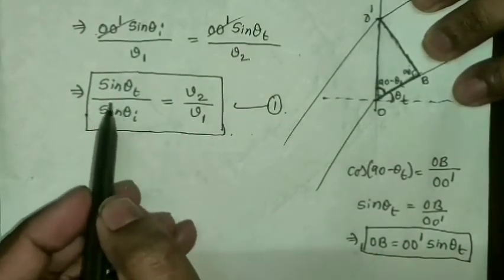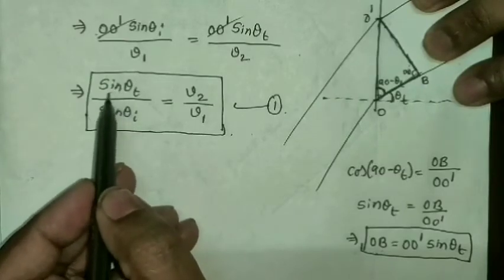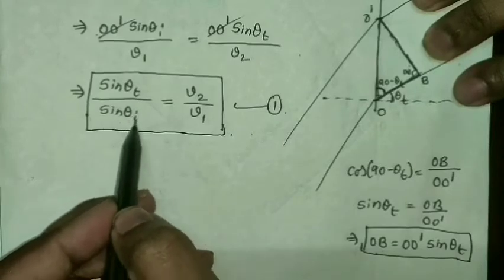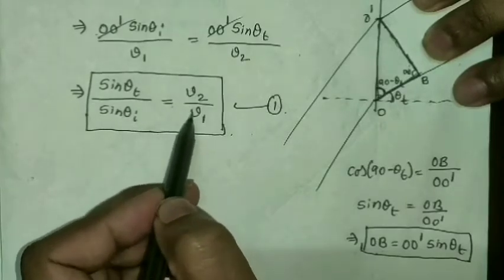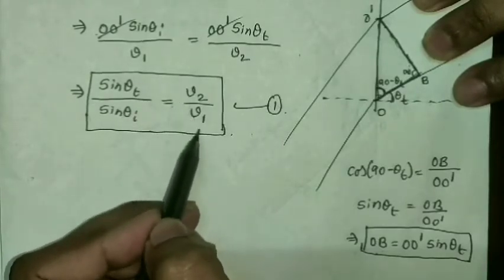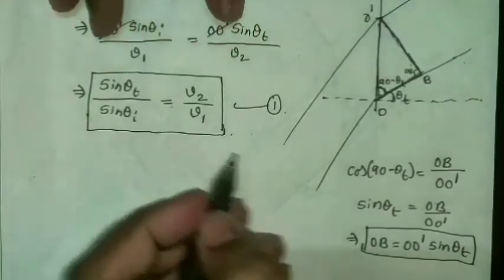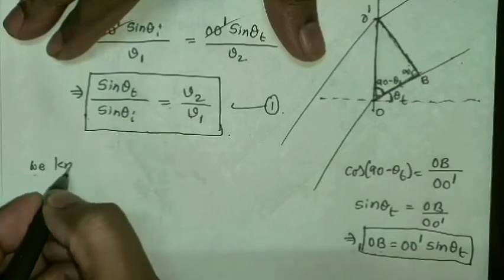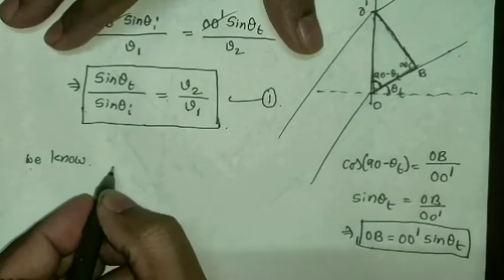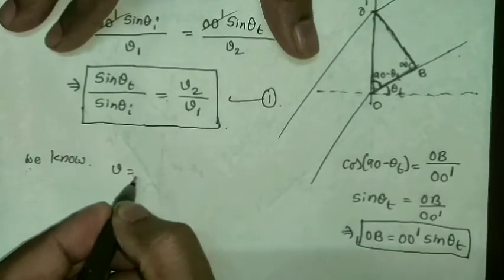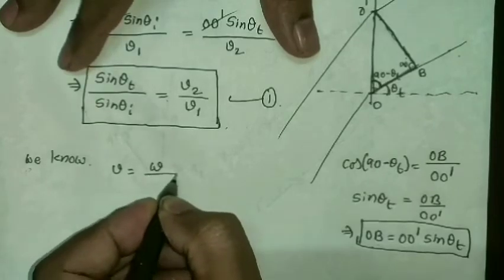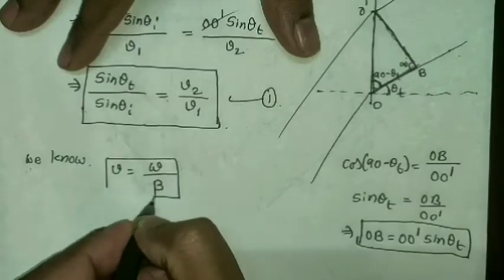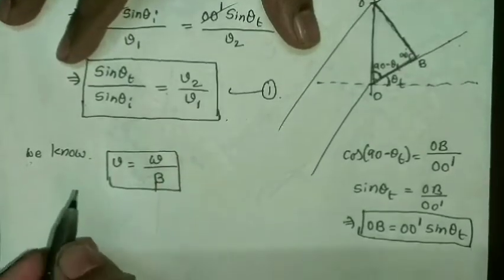So this is one of the representations, which tells that the ratio of the sine of the transmitted angle to the sine of the incident angle gives you the ratio of the velocity of medium 2 to medium 1. Thereafter, we know that the velocity can be represented by omega by beta. You should remember this formula. Let us substitute it in this case.